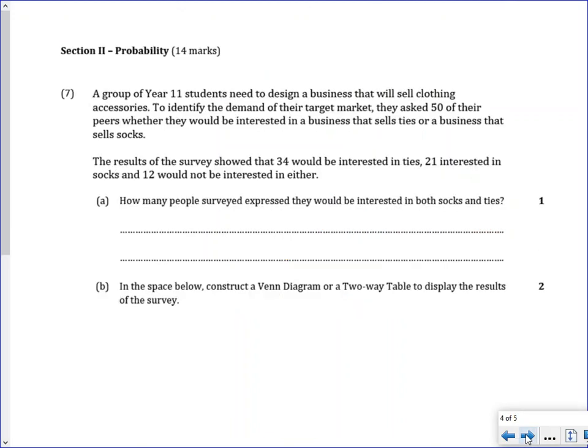Now to move on to the probability section. To start us off, we have a group of Year 11 students who need to design a business that will sell clothing accessories. To identify the demand of the target market, they asked 50 of their peers whether they would be interested in a business that sells ties or socks. The results of the survey were that 34 would be interested in ties, 21 interested in socks, and 12 would not be interested in either. So basically that's your neither part.